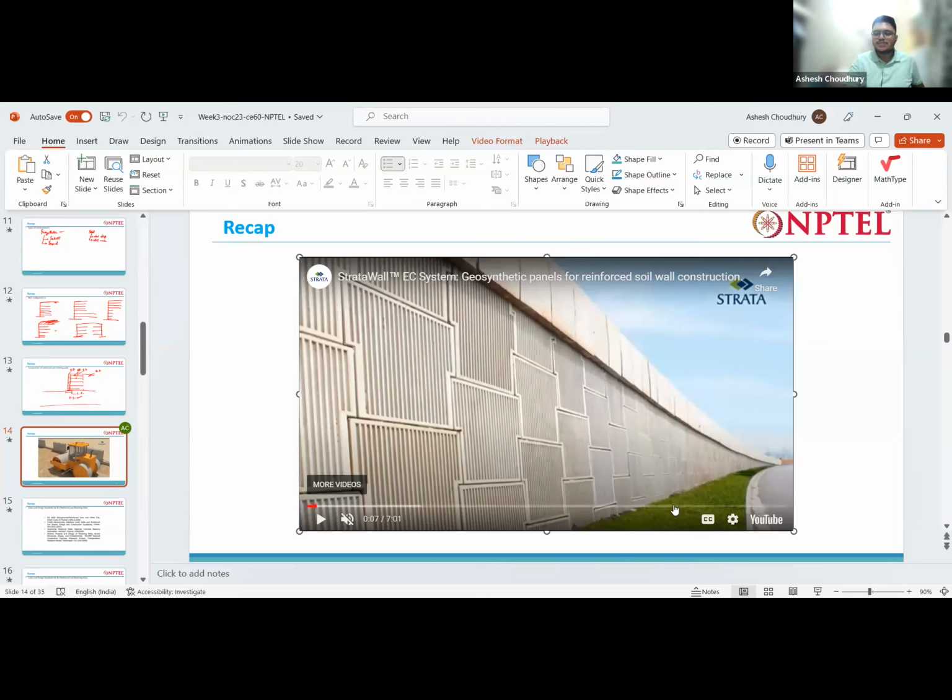At the base, we put some leveling pad and, with the help of a crane, we place these facing blocks. Behind the facing blocks, we have hooks, and with the help of the hooks, we tie the reinforcement.